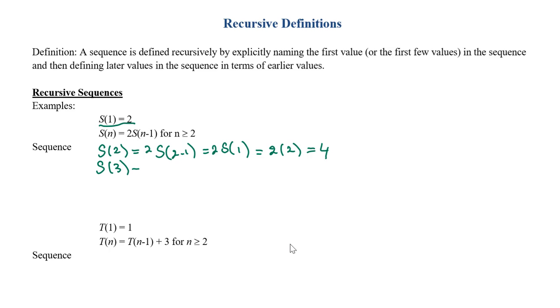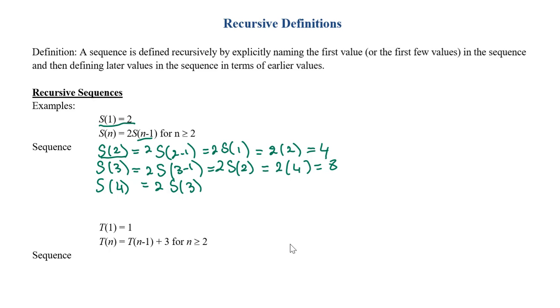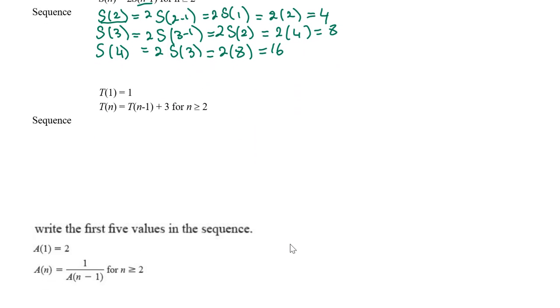S3, for example, will be 2 times S of 3 minus 1, or we could say 2 times S2. So I need the previous one, which is 4. 2 times 4 is 8. S4 is 2 times S3, because I'm using the previous one, which is 2 times 8, is 16. And so on.